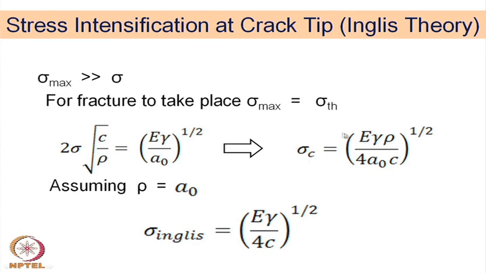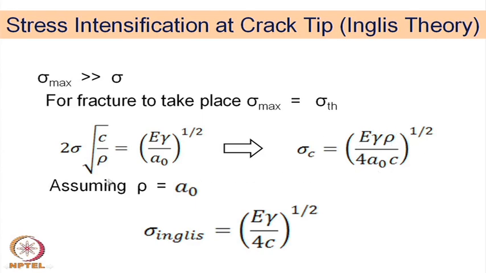E, the Young's modulus, gamma the surface energy, and rho, the radius of curvature at the crack tip, and then 4 is a multiplying factor, and then A0 the interatomic spacing, and C is the half length of the crack. So, sigma c, the critical stress which is required for the fracture, becomes this expression.